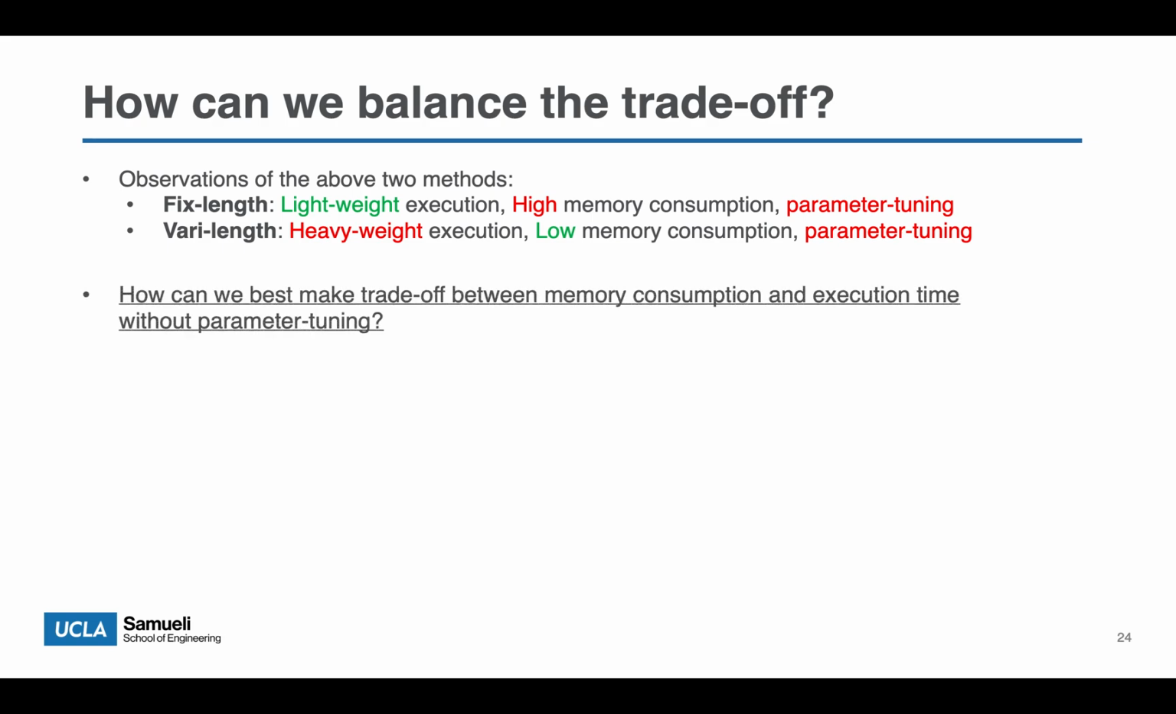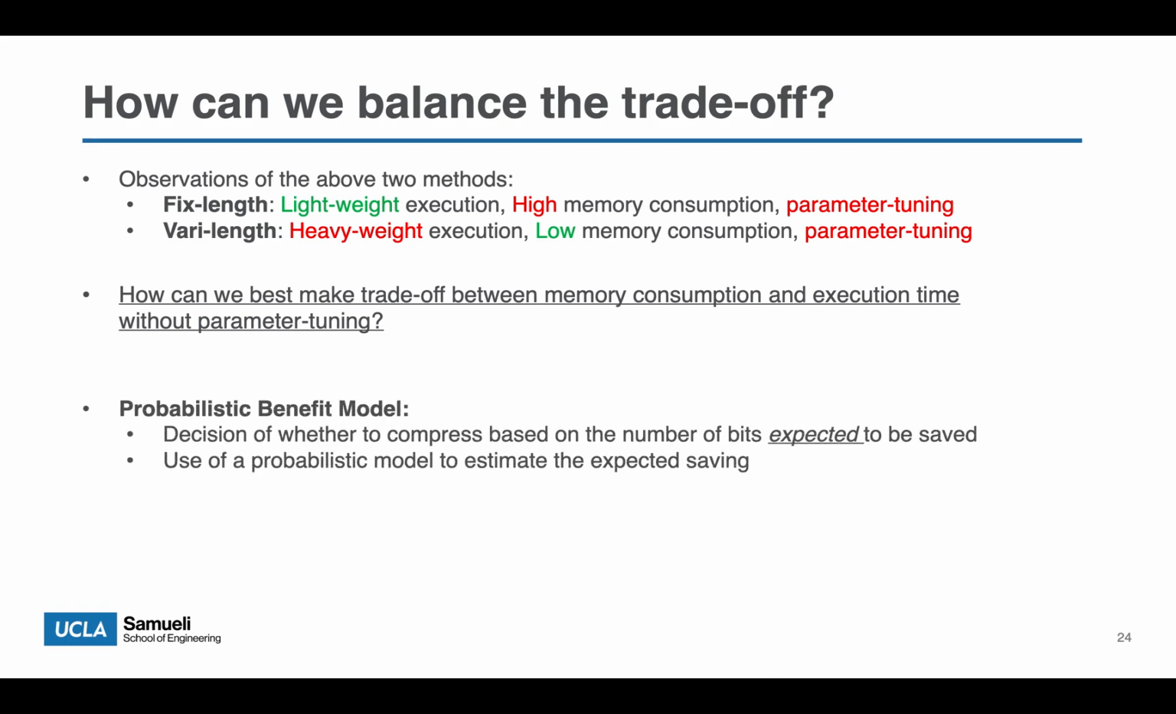Now the question is, how can we best make a trade-off between memory consumption and execution time, and additionally without any parameter tuning? Is it doable? And the answer is yes. We propose a probabilistic benefit model to solve the problem. The key idea is that the decision of whether to compress should be based on the number of bits expected to be saved. I use the term expected here because we use a probabilistic model to estimate the expected saving, so the predictions might not be accurate. But we cannot be accurate because this is an online method.